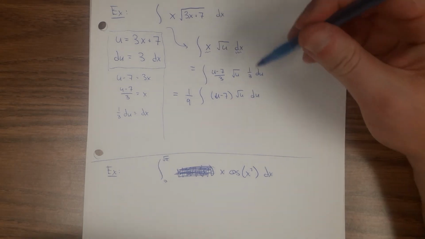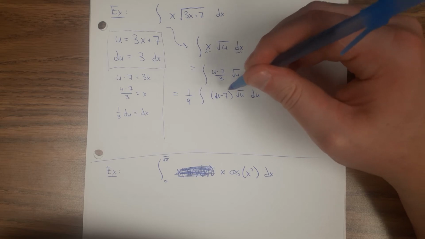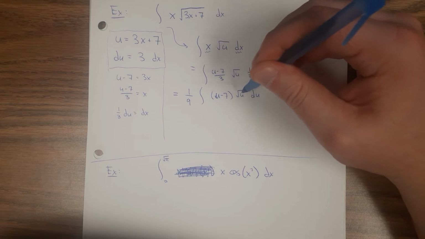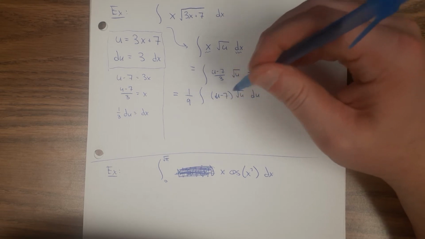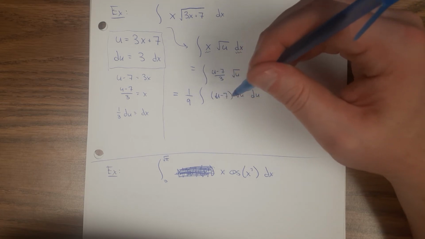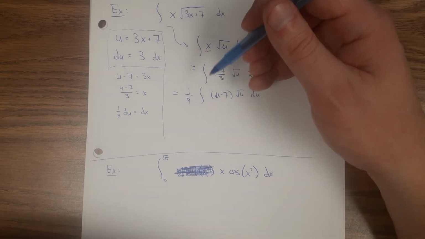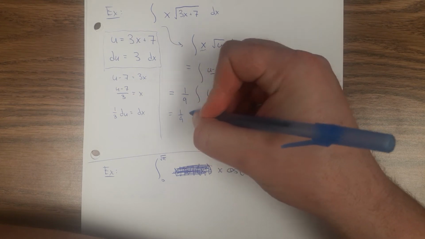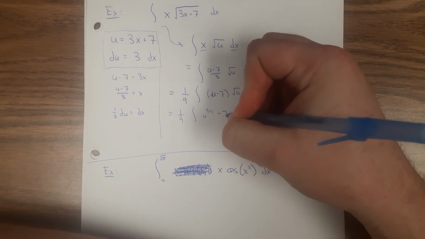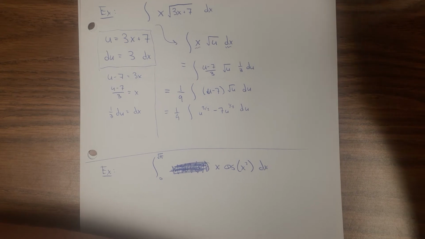Now, this is still not something that would be on the table exactly, but I can easily make it that way. If I multiply the square root of u through, the square root of u is like u to the 1/2. So u to the 1/2 times u would be u to the 3/2. u to the 1/2 times this would be 7u to the 1/2. And then I'm just going to have some powers of u, and I know how to do antiderivatives of powers of u. So that's the plan. So this is u to the 3/2 minus 7u to the 1/2.